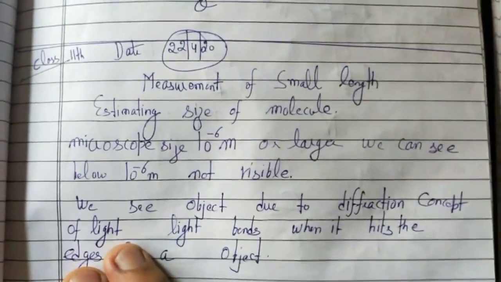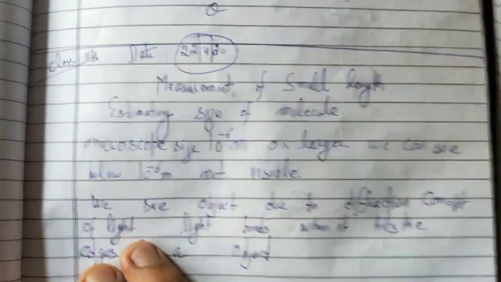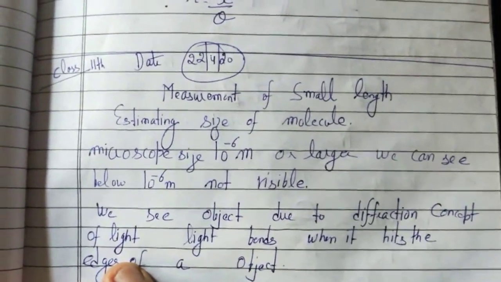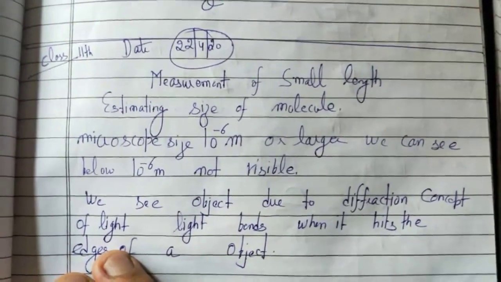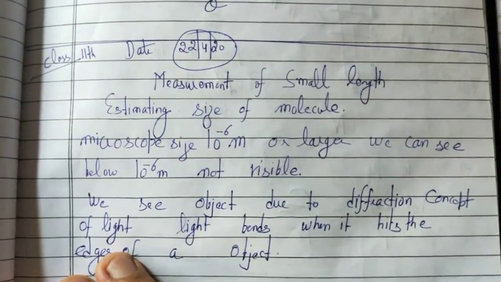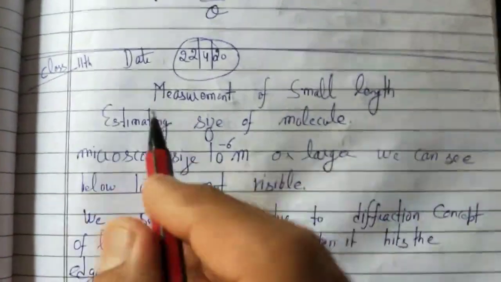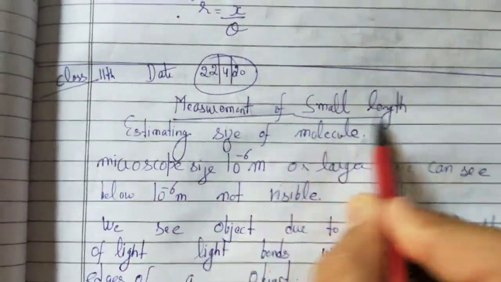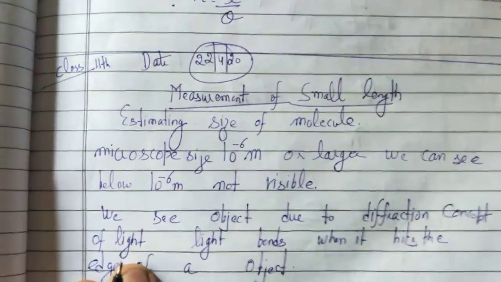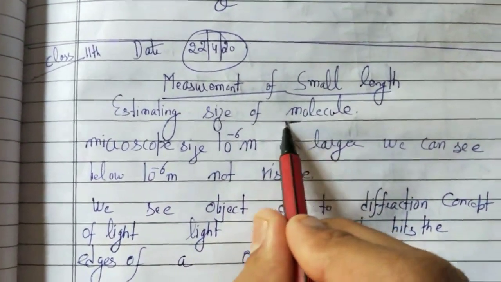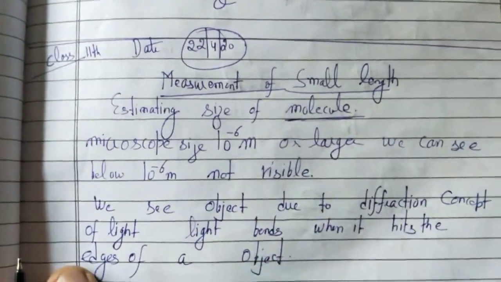Good morning, students. We will be continuing our next lecture on units and measurements. Our next topic is how we can measure small lengths, meaning very small lengths. Our topic is measurement of small length. That means we will estimate the size of a molecule in this way.